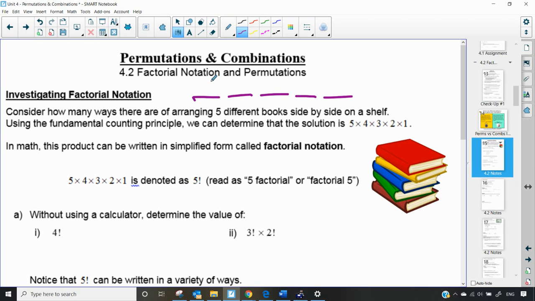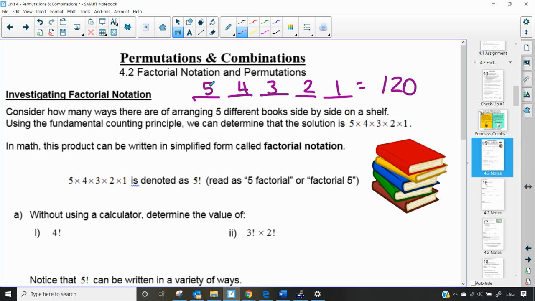Those are our 5 books. And we would have had 5 choices for the first book, 4 choices for the second, 3 for the third, 2 for the fourth, and 1 for the last one. And we could have multiplied that out. So 5 times 4 times 3 times 2 times 1 would have given me an answer. So let's see, that's 20 times 6. So 20 times 6 would have been 120. There would have been 120 different arrangements that we could have.